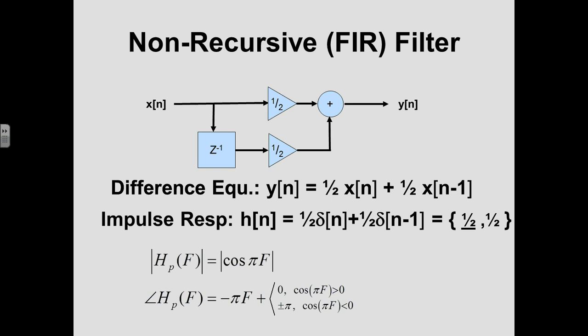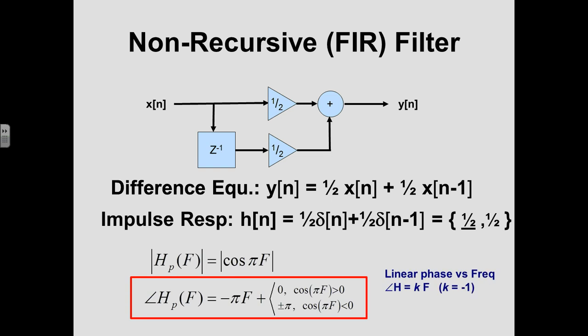y of n equals 1/2 x of n plus 1/2 x of n minus 1, with a unit sample response that had two values, 1/2 and 1/2 at n equals 0 and n equals 1. From that, we derived its frequency response that had a magnitude response of magnitude of cosine pi f, and it had this interesting phase response that we said was a linear phase response. It was a straight line relationship between frequency and phase, and that we said was indicative of a pure time shift. Now we can dig into that a little bit to understand that a little bit better.